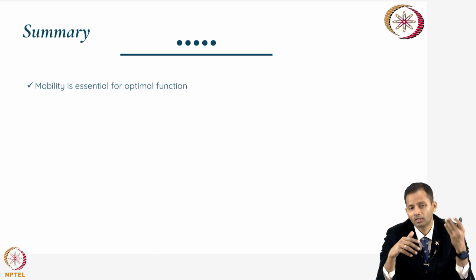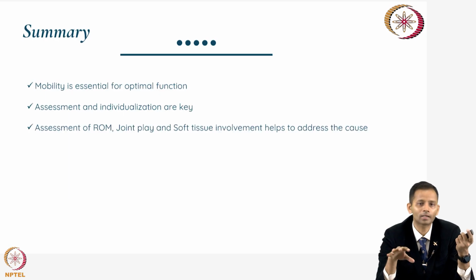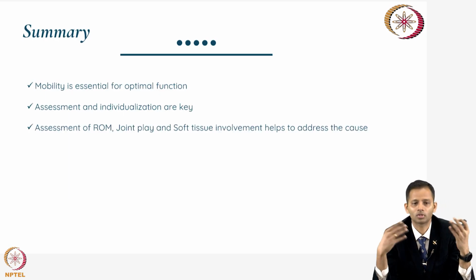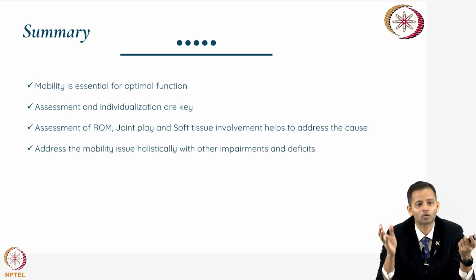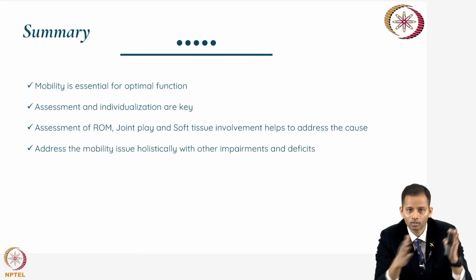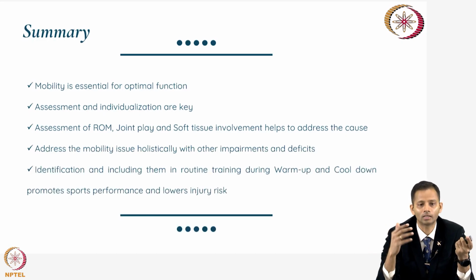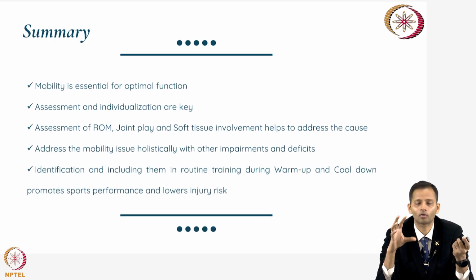So mobility is essential for optimal function. Assessment and individualization are key. The assessment of range of motion, joint play, soft tissue helps to address the cause, and holistically it has to be included in the sports training program so that the impairment and deficits are addressed at the earliest. So that also helps in improving the performance as well as lowers the injury risk.